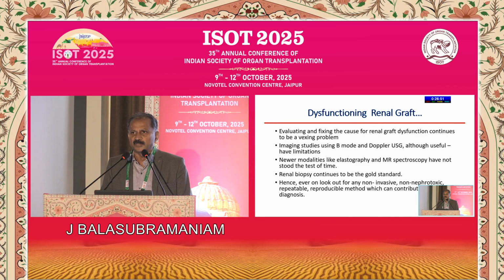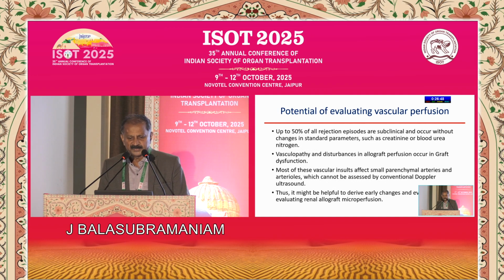So we are ever looking for newer ones because even now the gold standard is renal biopsy. And why talk about the vascular perfusion, especially the microvascular perfusion? We know that up to 50% of rejection episodes are subclinical and occur without changes in standard parameters such as renal biochemistry and most of the imaging. So vasculopathy at the microvascular level may be the way we should be approaching this, whether it can identify early dysfunction happening in the grafts. And the existing modalities are not good enough to identify microvascular perfusion anomalies in these organs.